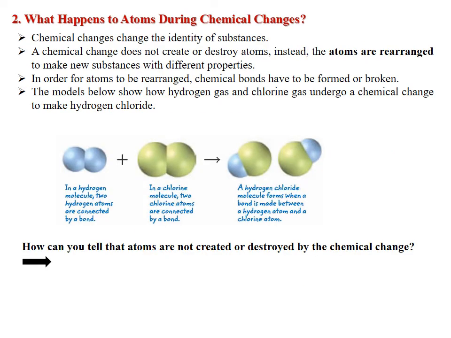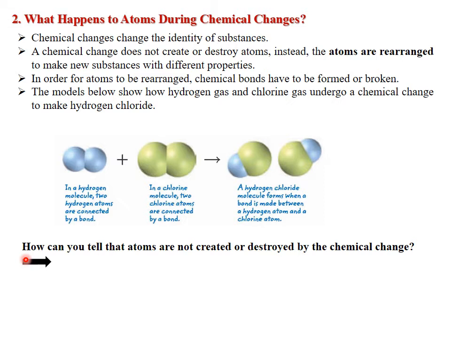Now, let us see what happens to atoms during chemical changes. We already know that chemical changes change the identity of substances. But a chemical change does not create or destroy atoms. Instead, the atoms are rearranged to make new substances with different properties. In order for atoms to be rearranged, chemical bonds have to be formed or broken.